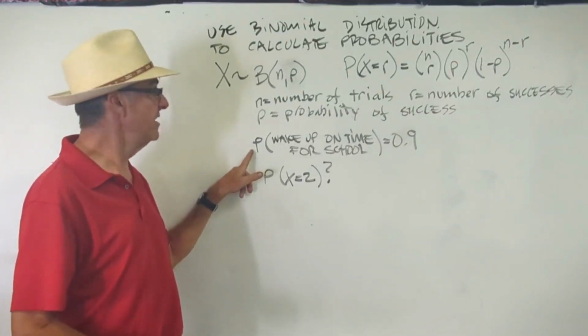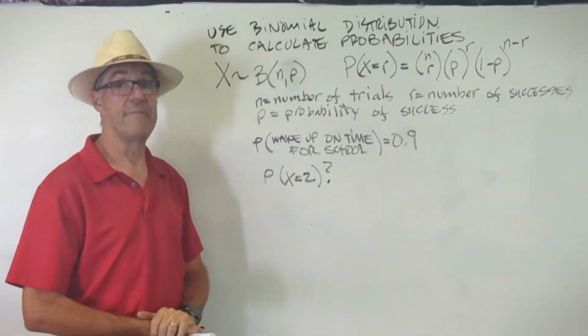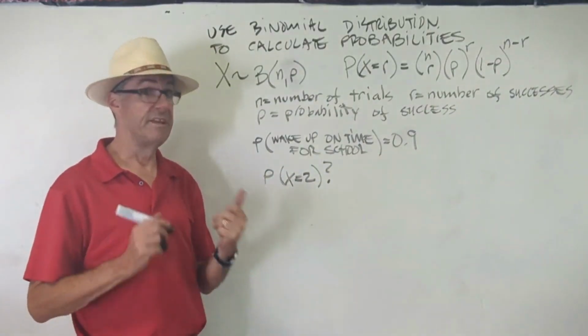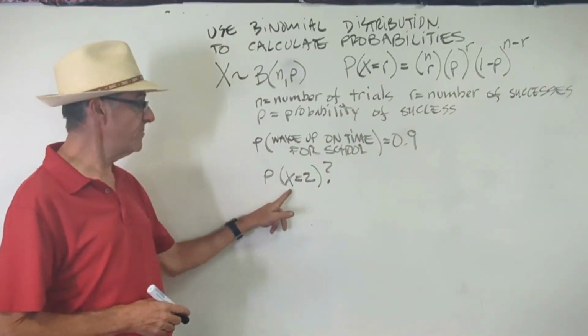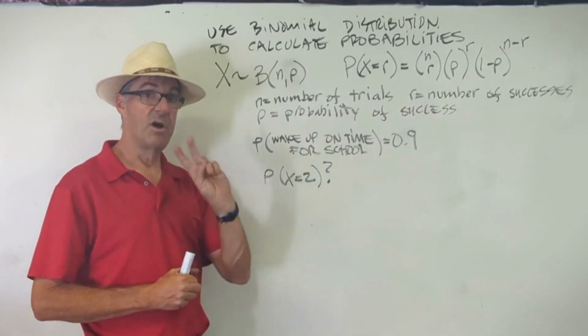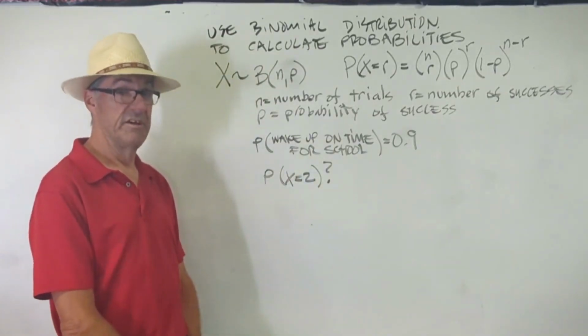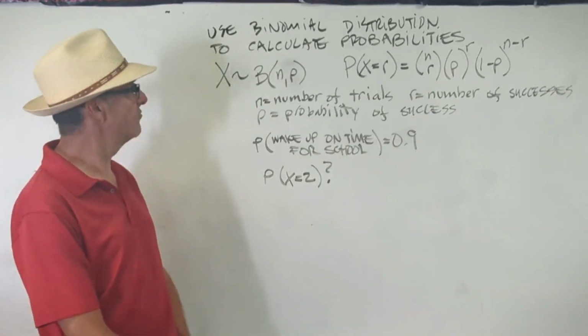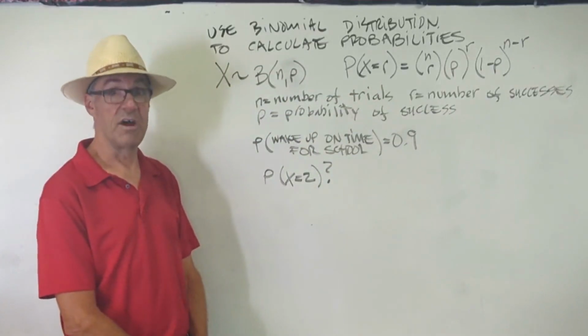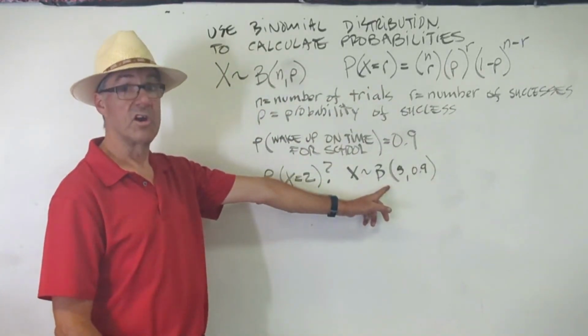Here's the probability that a person will wake up on time for school, and that's 0.9 or 90%. Now here's the question. What is the probability that X is 2, that they wake up on time twice in a week? So pause the video, see if you can write that in this form, and then maybe do your plug-in step as well.